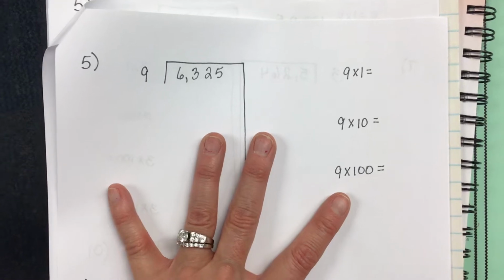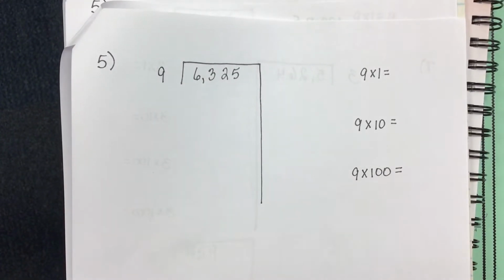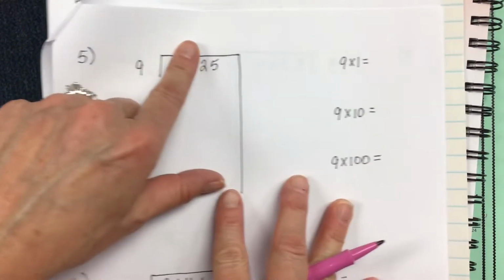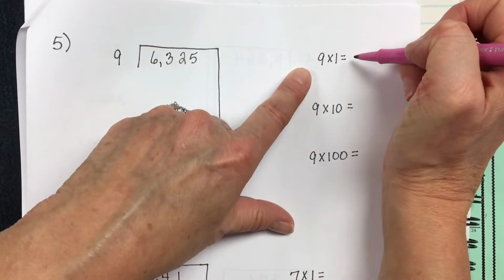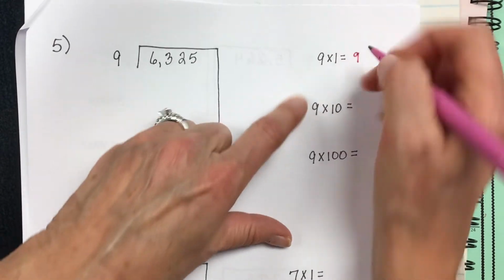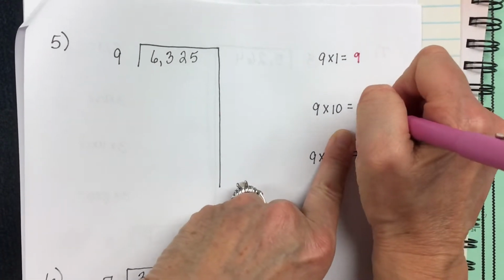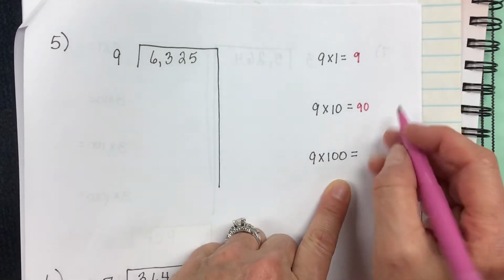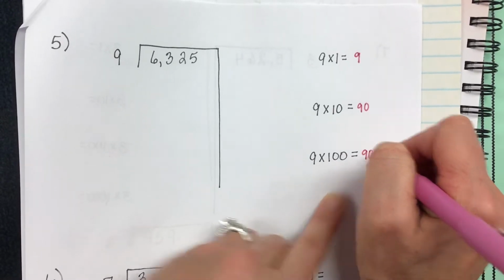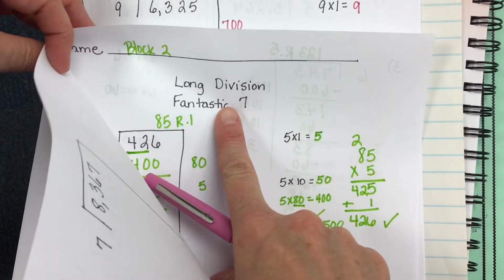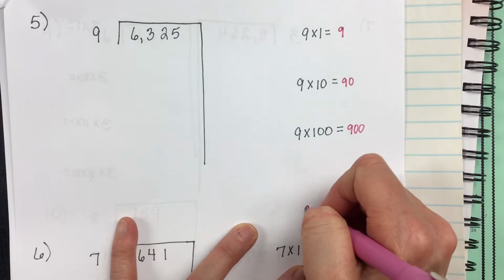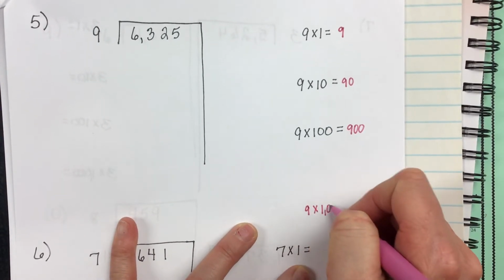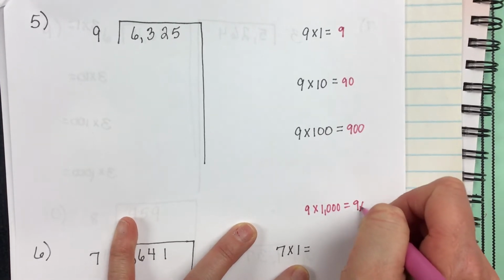Okay, now we're looking at long division using a 4-digit dividend. Over here on the right, I have 9 times 1, which is 9, 9 times 10, which is 90, 9 times 100, which is 900. And I am using my long division Fantastic 7 packet. Okay, if I come down here, I can do 9 times 1,000, which we know is 9,000.